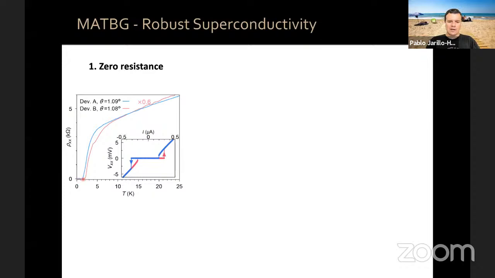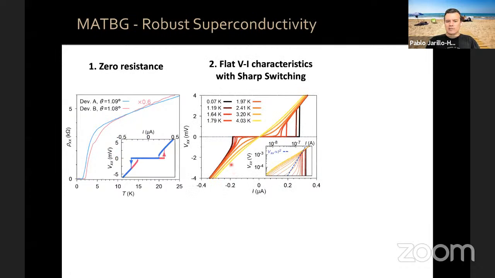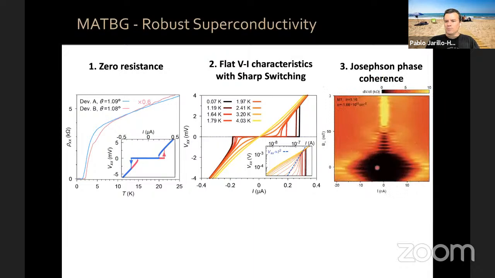You also have flat voltage-current characteristics with sharp switching at the critical current. That's another signature: not just that the resistance goes to zero at zero bias, but that you can send a finite current bias through your sample and have zero voltage dissipation, and then there is a sharp switching to a dissipative state. Perhaps as importantly, if not most importantly, is the observation of Josephson phase coherence. If you apply a perpendicular magnetic field in a region of your device where superconducting islands coexist with non-superconducting islands, you can observe Fraunhofer-like interference patterns of your critical current. That demonstrates Josephson phase coherence, and this is the last thing that truly confirms this is a robust two-dimensional superconductor.